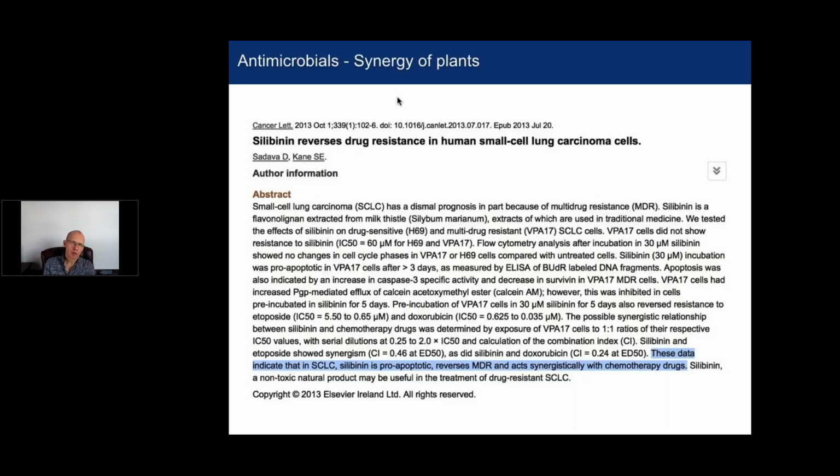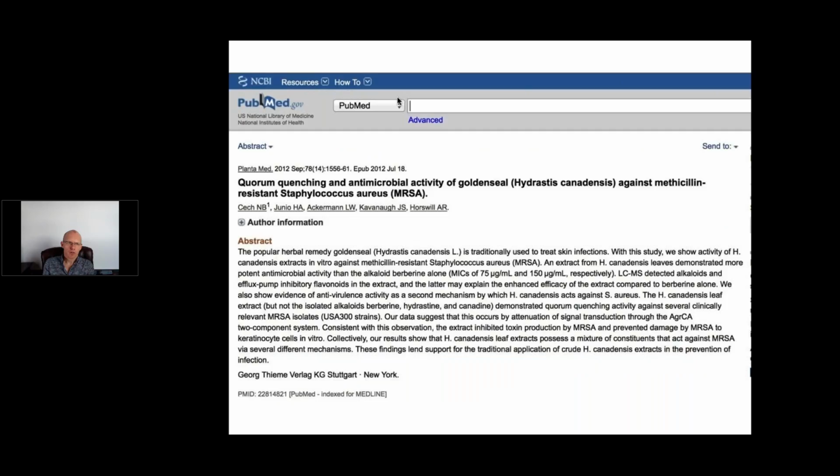Anyway, so there's one study showing potential benefit of milk thistle, at least in cell cultures. It's not a huge clinical trial, but it's still compelling research anyways. Here's another study showing golden seal has benefit against Staphylococcus aureus, the MRSA, which is a drug-resistant form.